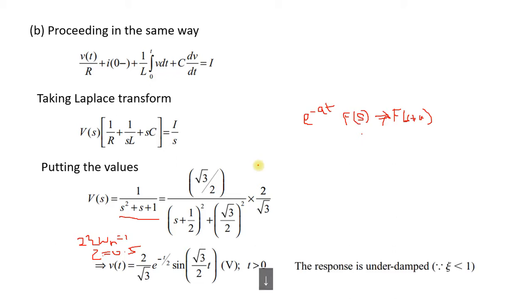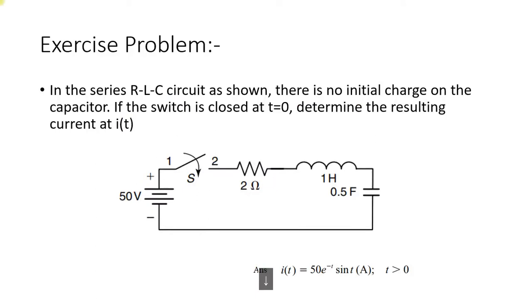or overdamped. Now take this problem as a homework problem. Here is the RLC circuit shown in the figure. Here the different values of RLC are given. So now you substitute and find the value of i of t, and also say whether this system is critically damped, underdamped or overdamped.